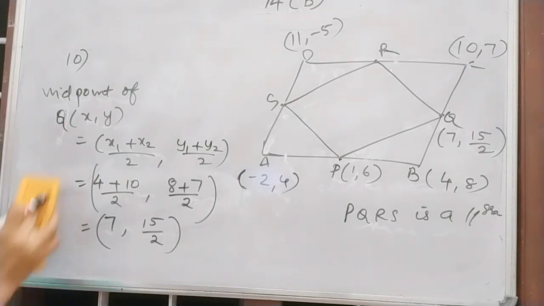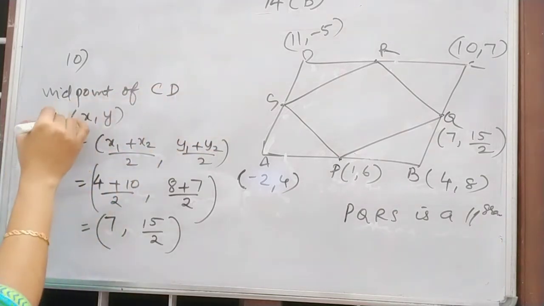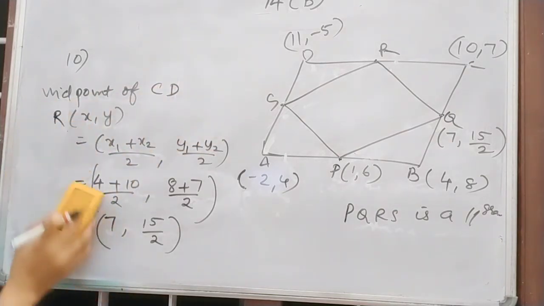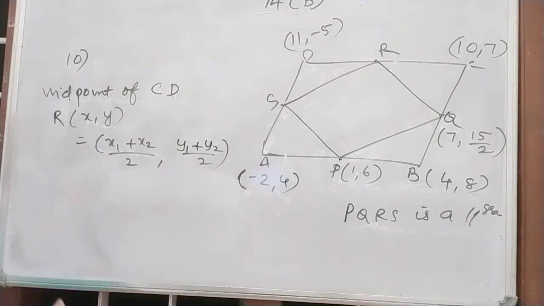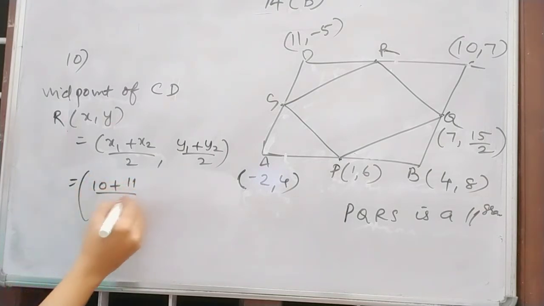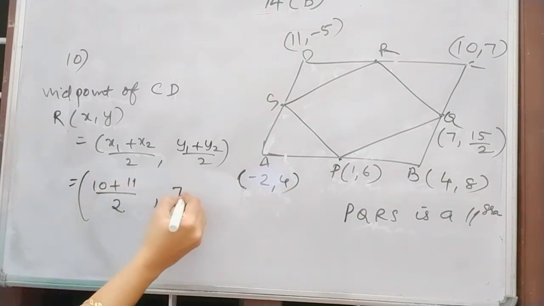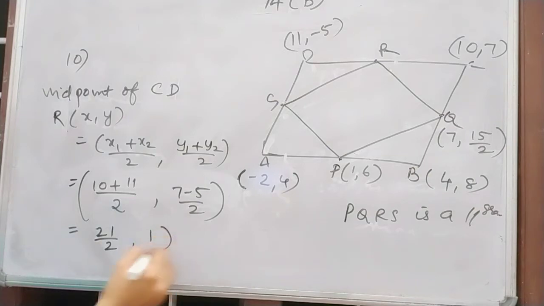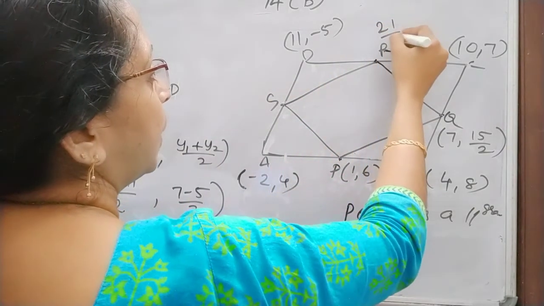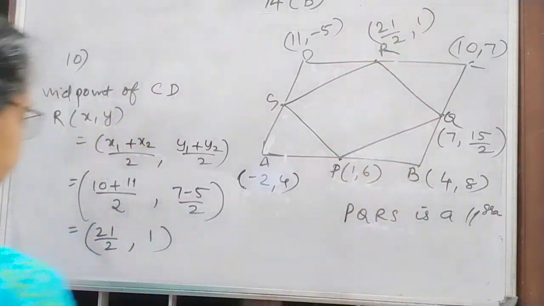Then next we have to find out R(x, y), the midpoint of CD. Same, (x1 plus x2) by 2, (y1 plus y2) by 2. So we will get 10 plus 11 by 2, comma 7 minus 5 by 2, which is equal to 21 by 2, comma 2 by 2, which is 1. So R(x, y) we got as 21 by 2, comma 1.